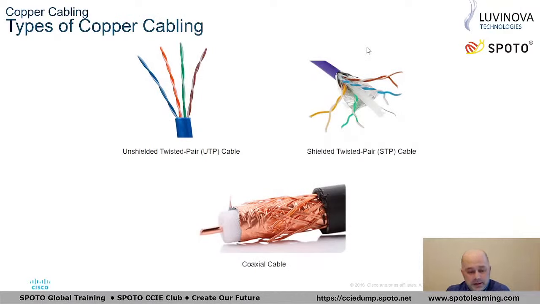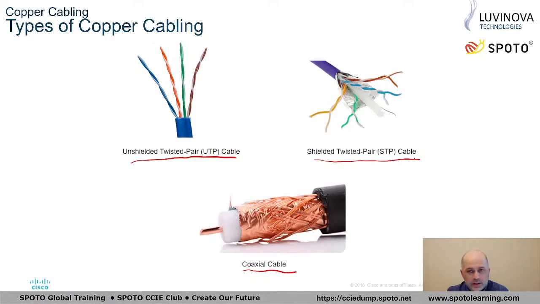Types of copper cabling. We have unshielded twisted pair types in this section, then shielded twisted pair types, and we have coaxial cable, right? In unshielded twisted pair, UTP for short, we don't have a shielding. So those cables are not good to use if you have really big distortion sources like electromagnetic fields or radio frequency, because they don't have shielding.